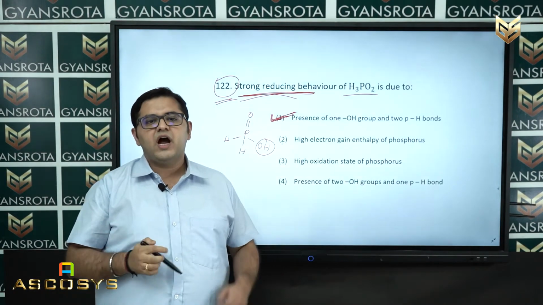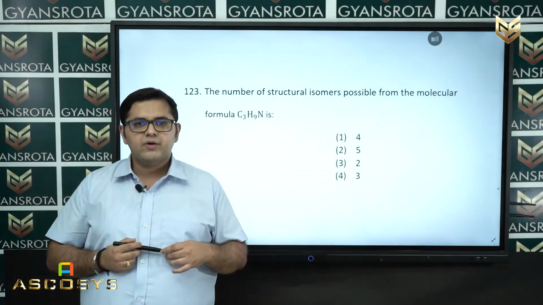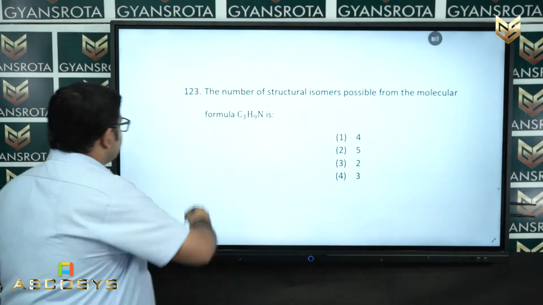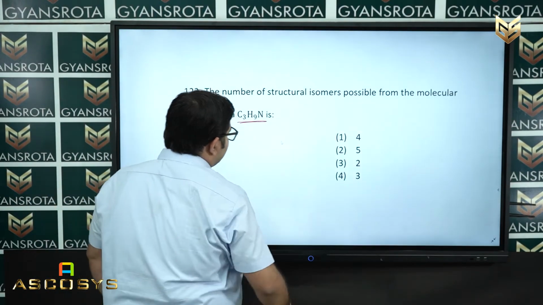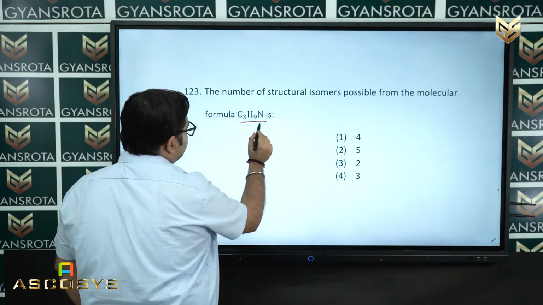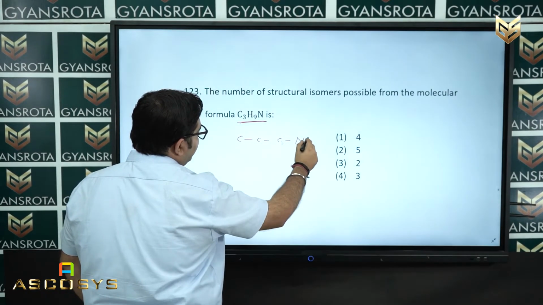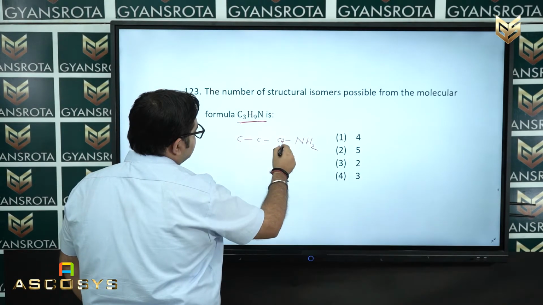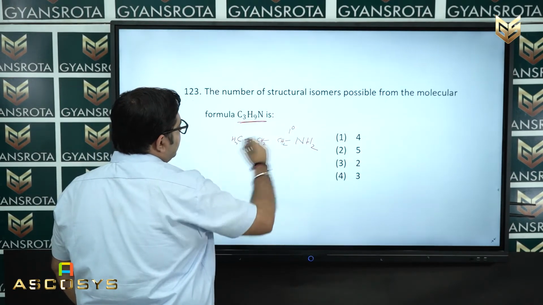Now we are moving to another question, question number 123. Question number 123 is on your screen. The number of structural isomers possible from the molecular formula C3H9N is. Now we are moving to the solution part. They are giving the molecular formula C3H9N, so let us try to draw the structures. Okay. So, 1, 2, 3, and here you have to get an NH2 group, CH2, CH2, CH3. This is nothing but your primary amine.